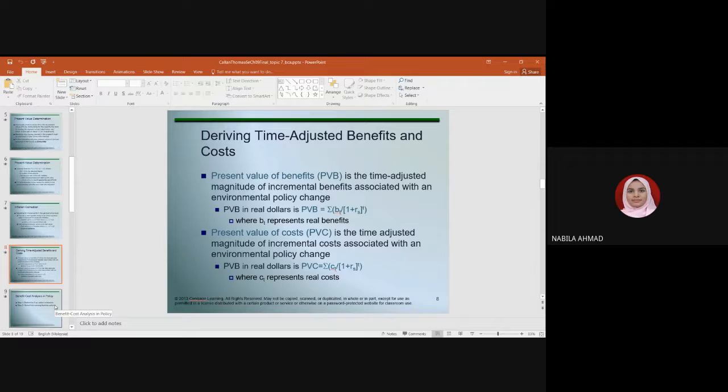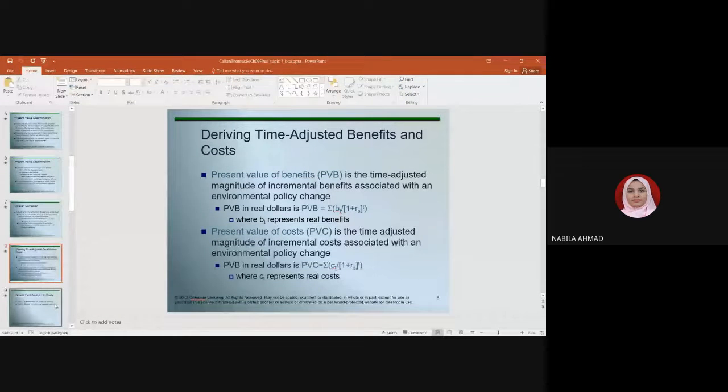So this one you all boleh refer dalam textbook, yang e-book tu ya, dalam table 9.1 page 190. So this one you boleh baca lah macam mana kita nak cari the present value benefit and present value cost. Alright.